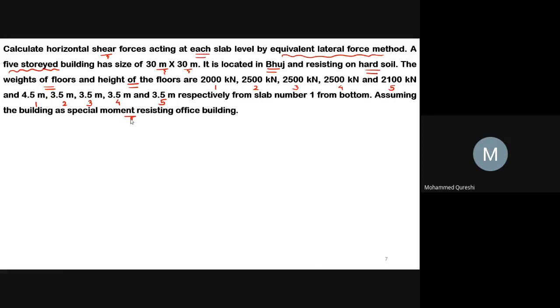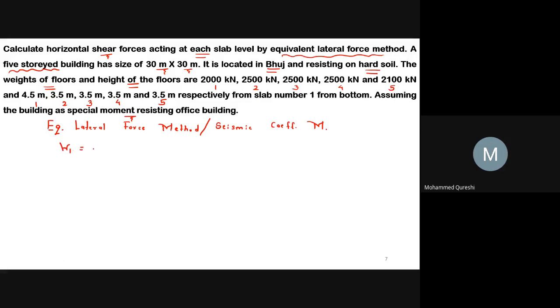Now we will solve the example. As it is given that we have to calculate the horizontal shear force by the equivalent lateral force method, and as we know the equivalent lateral force method is nothing but the seismic coefficient method, so now we will write the given data.